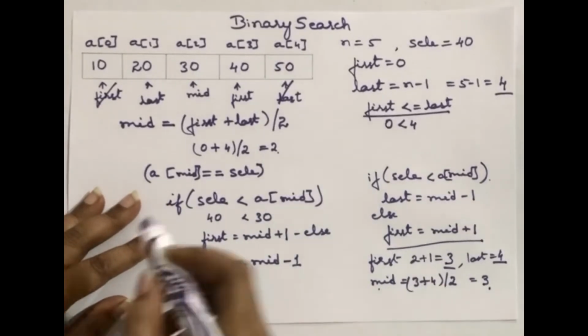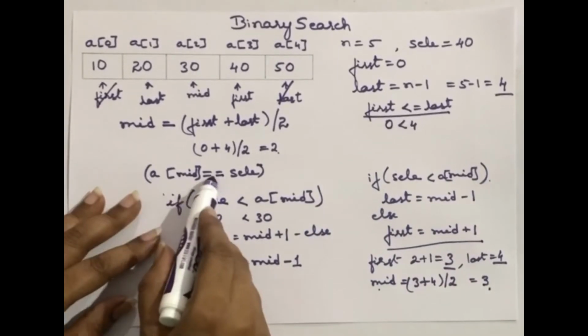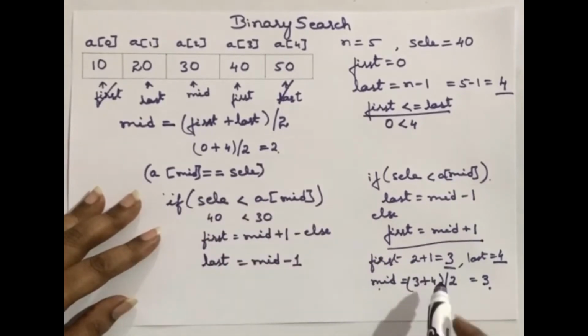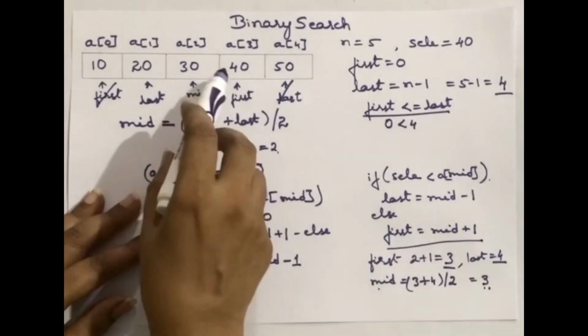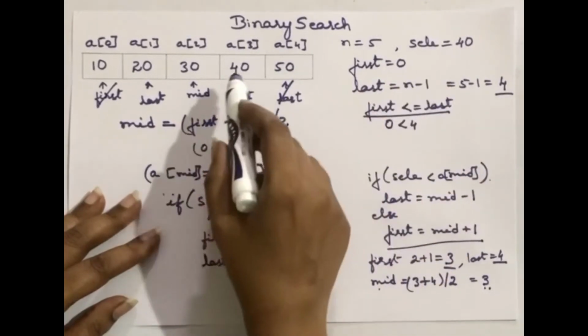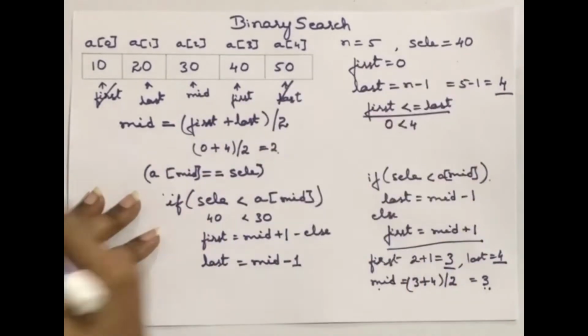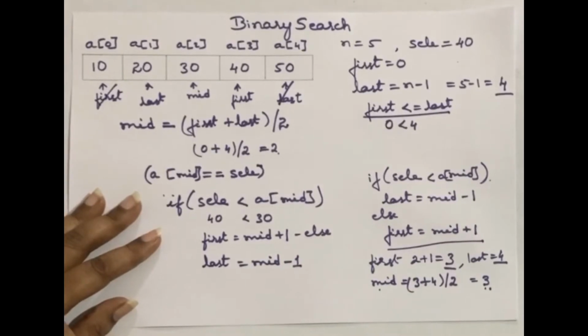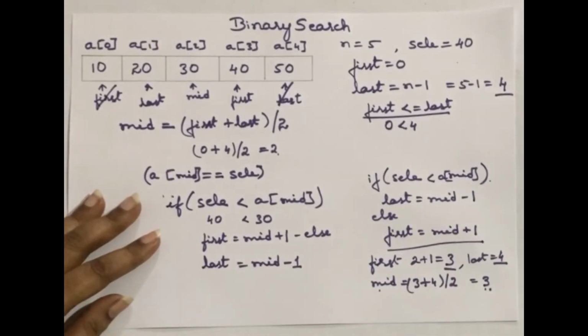Again I will check whether A of mid is equal to search element. A of mid is 40 and our search element is also 40. So as these two are equal, we will print the element is found and we come out of the program.